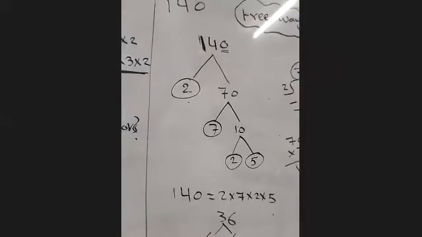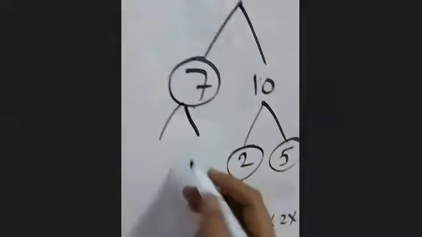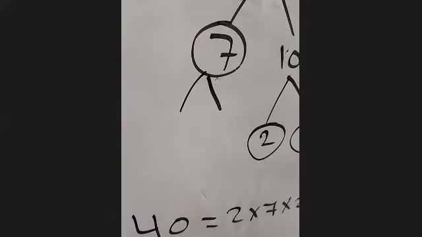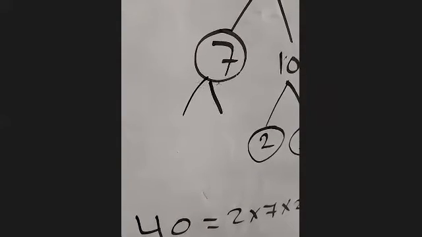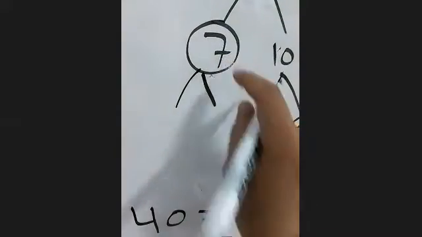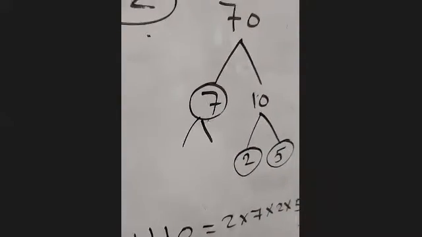Got it? Okay. Here, give me two numbers. If you multiply them, you get 7. 1 and 7. Give me two numbers. If you multiply them, you get 7. Mr., we don't have, we have only 1.